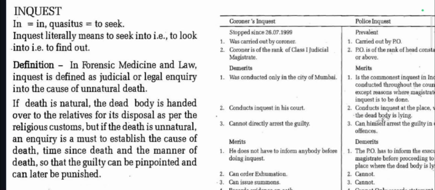If death is natural, the dead body is handed over to the relatives for its disposal as per the religious customs. But if the death is unnatural, an inquiry is a must to establish the cause of death, time since death, and the manner of death. You have to find out 3 things in case of unnatural deaths: cause of death, why did the person die; number 2, time since death; and number 3, manner of death, so that the guilty can be pinpointed and can later be punished. I think everyone got this.